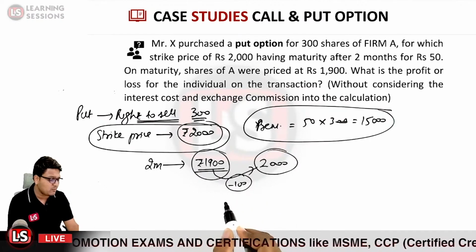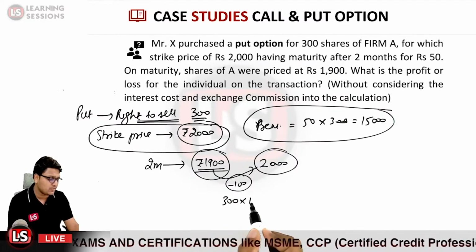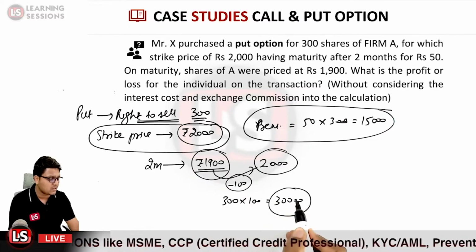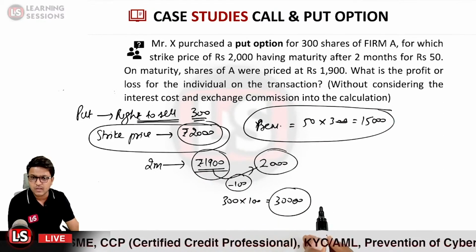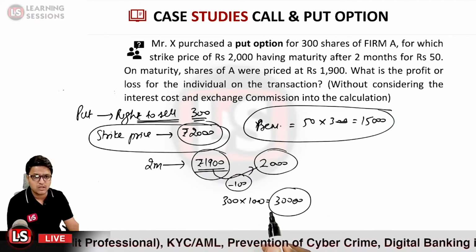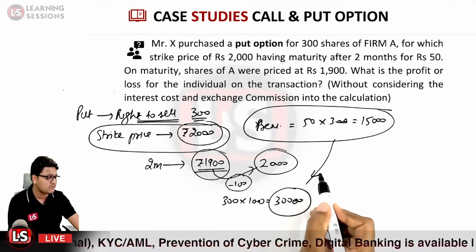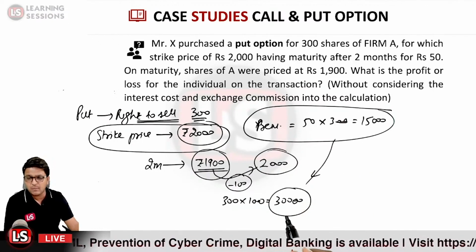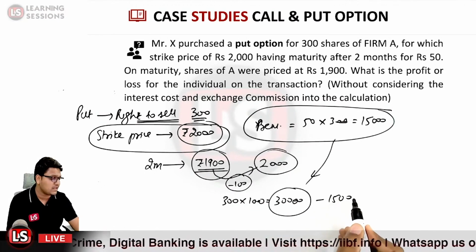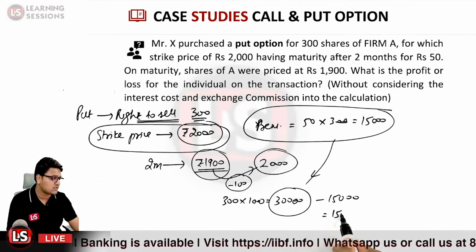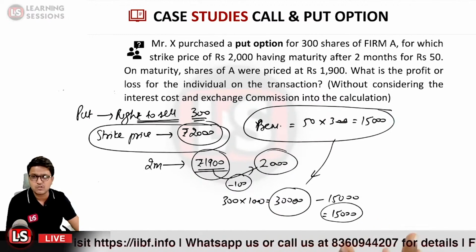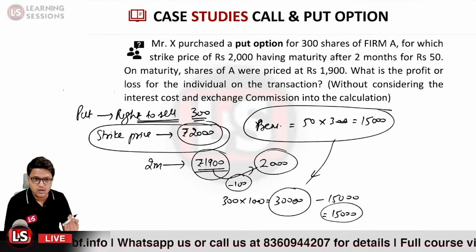So the total profit would be 300 shares into 100, that is 30,000 rupees. That is the gross profit we are earning over here. But we also need to look at the fact that we have paid a premium of rupees 15,000. That is to be subtracted to ascertain the net profit. So 15,000 is the net profit that we have earned on this particular option. Is it clear?